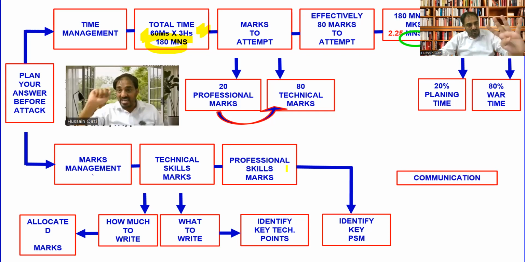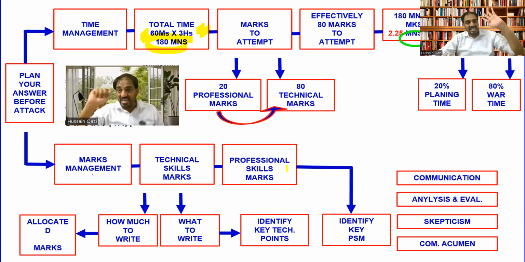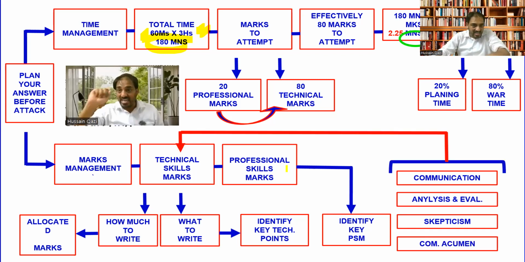For a 50 marks question, 4. For a 25 marks question, 3. But maximum 4: communication, analysis, evaluation, skepticism, commercial acumen. Do remember this is actually icing on the cake. These 4 are about professional skill marks incorporating with the technical skill marks. That's a key point.